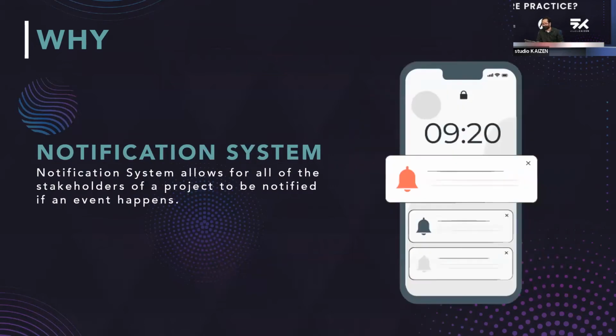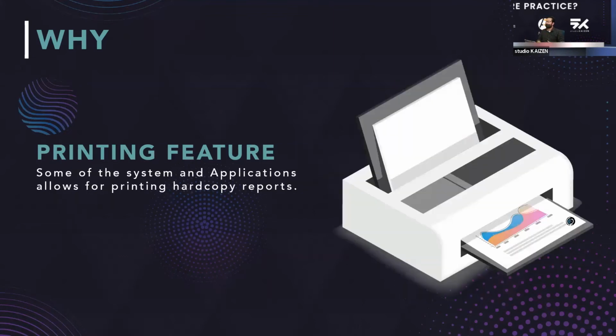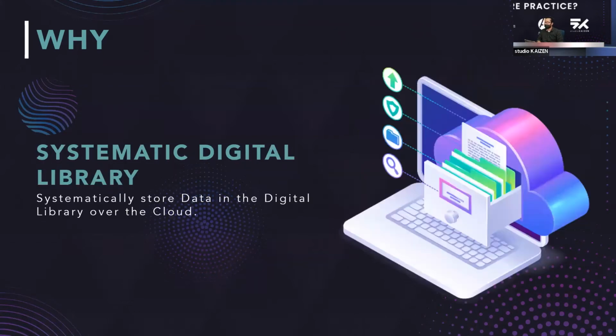Notification system. Again, this kind of goes hand in hand with the point of having real-time data synchronization. You get a notification essentially whenever there's an update in the system. So your contractor might have just updated his progress report, and you'll get a notification at your email. If you still want a hard copy of the report, you can essentially print it out using a printing feature. And finally, it is a systematic digital library. Everything essentially is kept in one place.